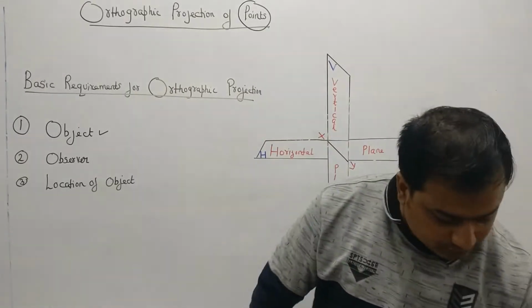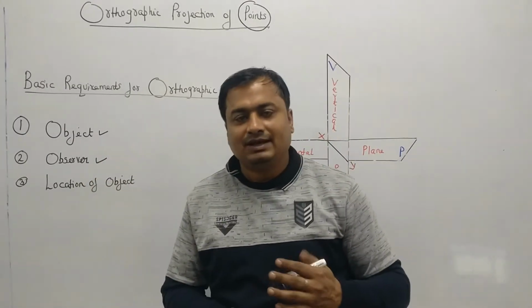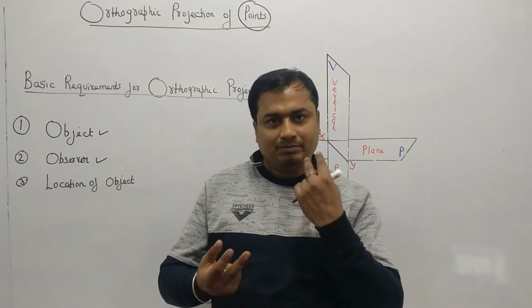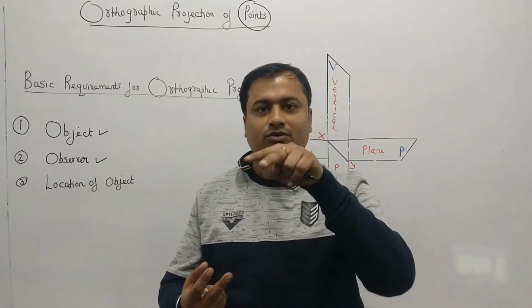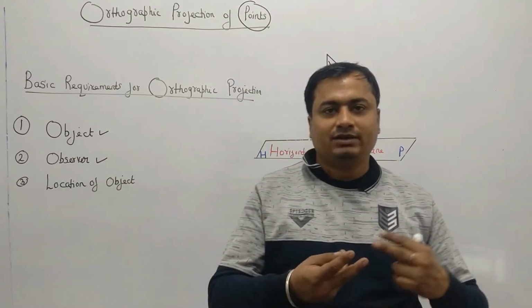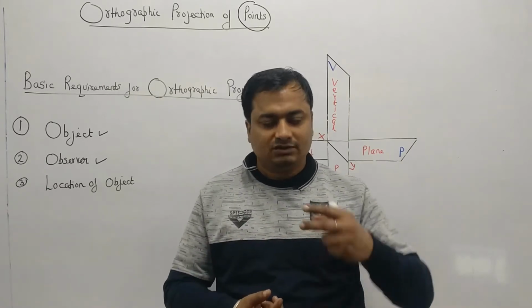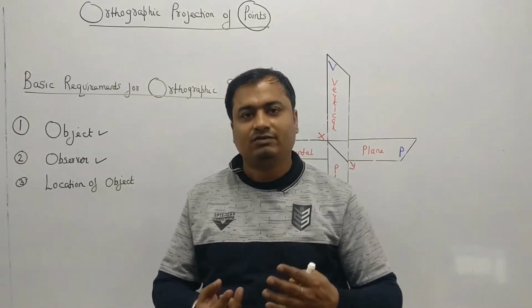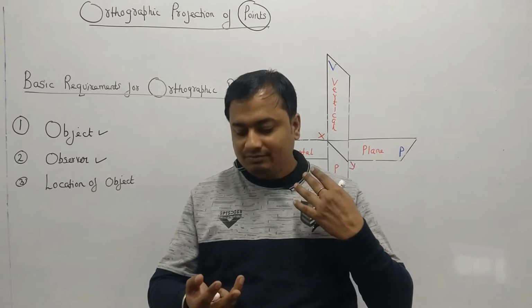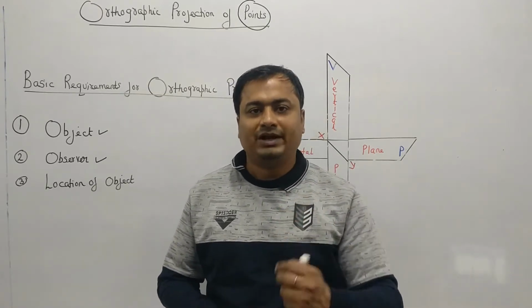Okay. So the second requirement is the observer. The observer should be placed in such a manner that the projector should fall perpendicular on the plane, right? For the front view, the observer should be at the front, seeing the object from the front. For the top view, the observer has to move to the top. So the observer will be located in such a manner that the projector should fall perpendicular on the plane.